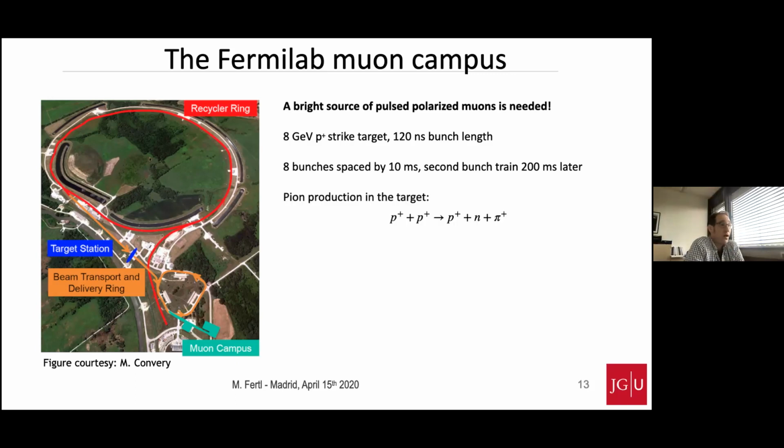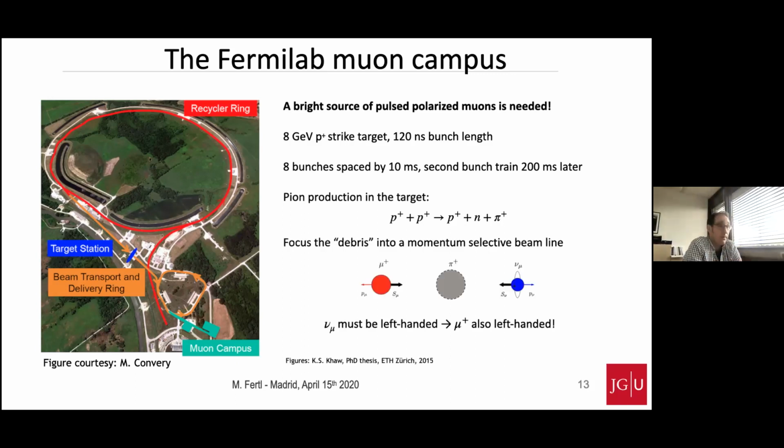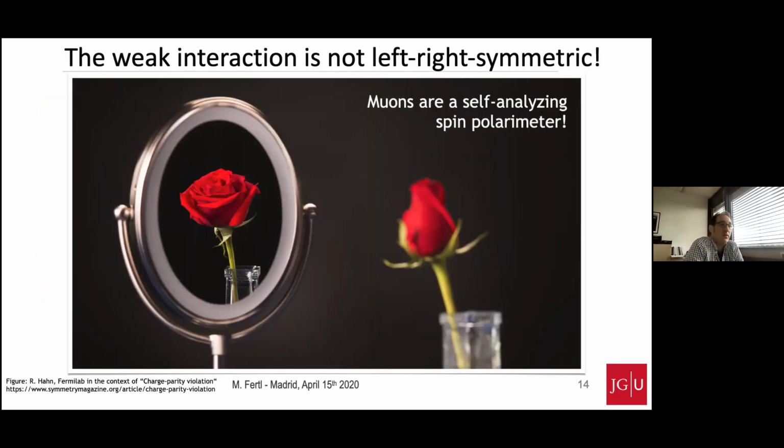So we produce pions in the target, and these positive pions decay in a momentum selective beamline in which a lot of the debris from the target was actually focused in. When the positive pions decay due to the weak interaction, they actually produce left-handed polarized muons, positive muons, with nearly 100% polarization. And the neutrino just flies away. So what we actually have in the muon system, because of the weak interaction, is a self-analyzing spin polarimeter, which is really, really nice.